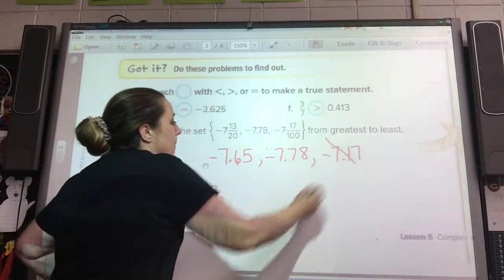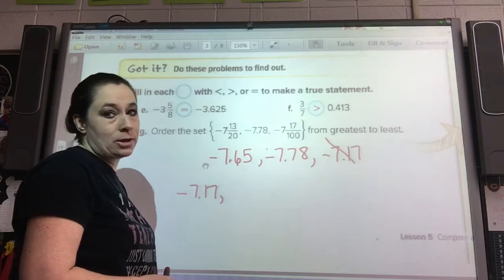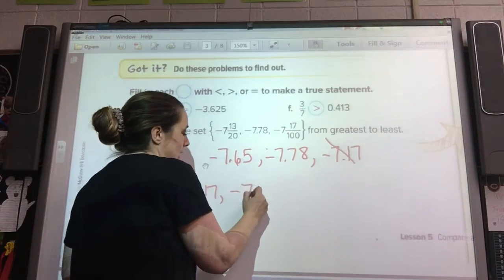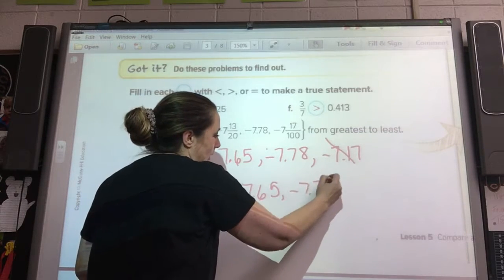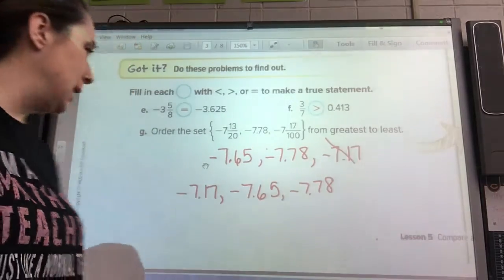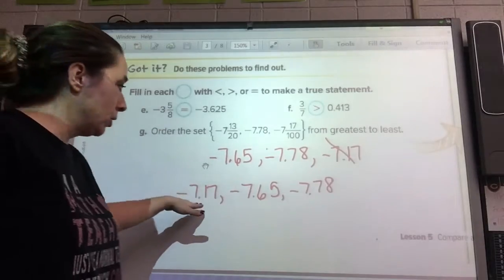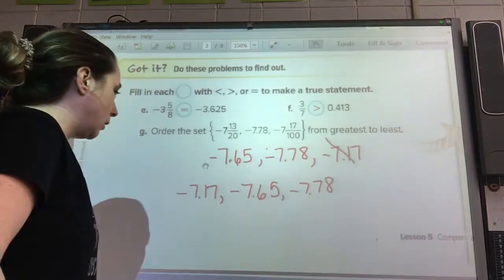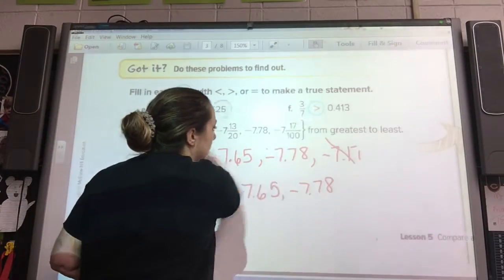So let's get rid of that. Now we got owing $7.65 or owing $7.78. You got it. Owing $7.65. And then write your last one, negative 7.78. Okay, and that is ordering it from greatest to least. Even though it looks backwards, it is correct because you go from owing the least amount to owing the most amount. All right? If you need to, pause now because I'm going to erase to move on.